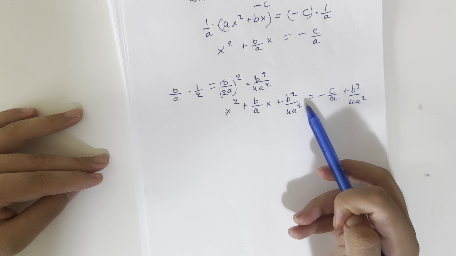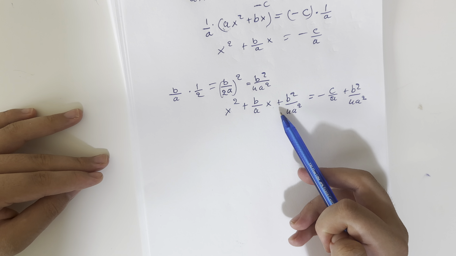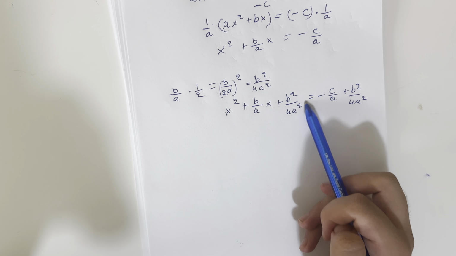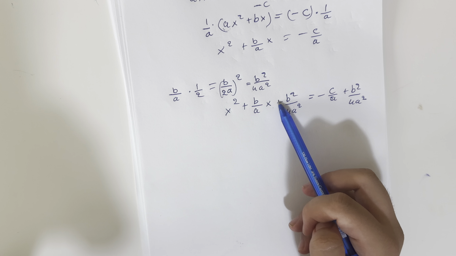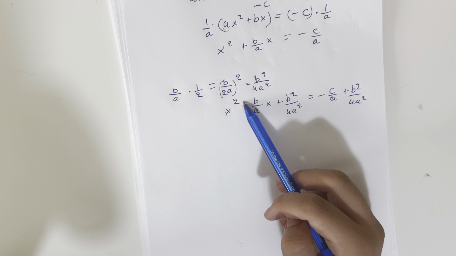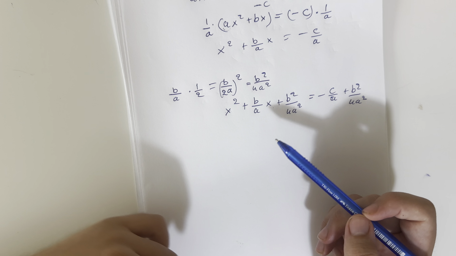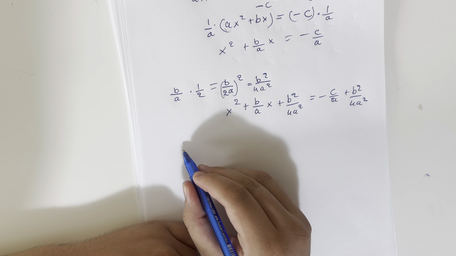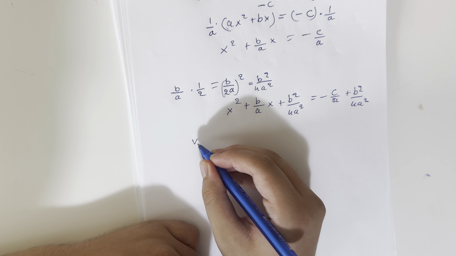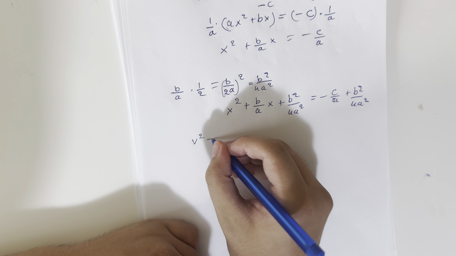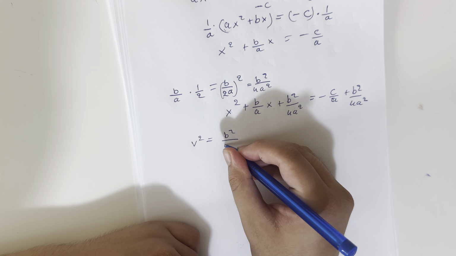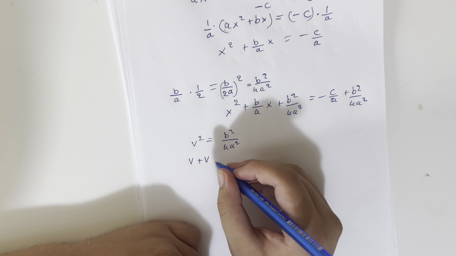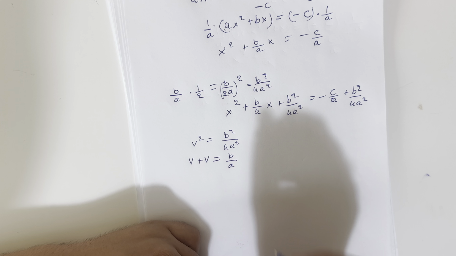So in a quadratic, you're going to want your roots to be something that multiplies to give you the c term, and adds to give you the b term, which is this here. And since I want a double repeating root, the root is going to be the same. So that means that some value, let's call it v, times v, which is v squared, is going to be equal to b squared over 4a squared. And I'm going to want this v plus v to equal b over a.